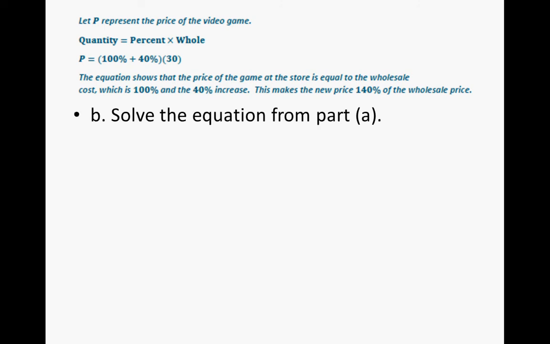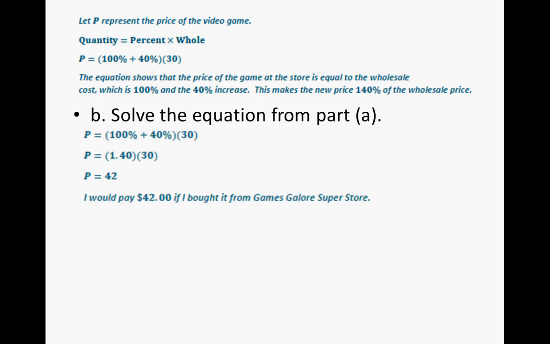So now we're going to solve the equation from part A. If we do that, there's a couple different ways. You could do 100% of 30 and then 40% of 30, or we can simplify in between, use our order of operations and simplify within the parentheses. 100% and 40% is the same as 140%, or 1 and 40 hundredths, since we need to convert it to a decimal in order to calculate. So 1 and 40 hundredths times 30 is 42. So that means I would pay $42 if I bought it from Games Galore Superstore.